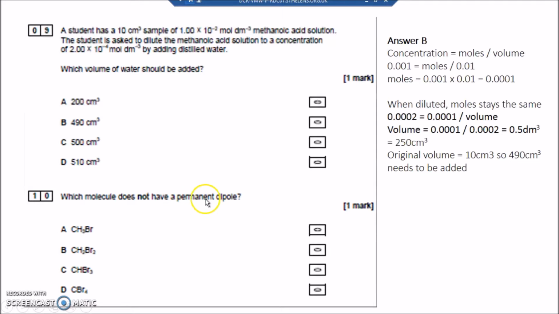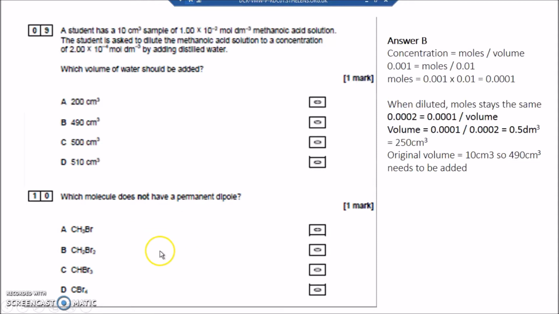Which molecule does not have a permanent dipole? Well, a dipole means that you've got polar bonds overall. Now, all of them have got polar bonds. They've all got C to Br bonds. So each of those are polar with a delta plus and delta minus. But something wouldn't have a permanent dipole, i.e. a permanent dipole means that the delta plus and delta minus, the polar bonds, don't cancel each other out. So something that does not have a permanent dipole means that the delta plus and delta minuses around the molecule all cancel each other out.